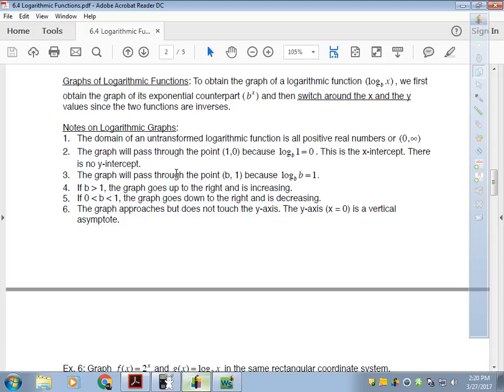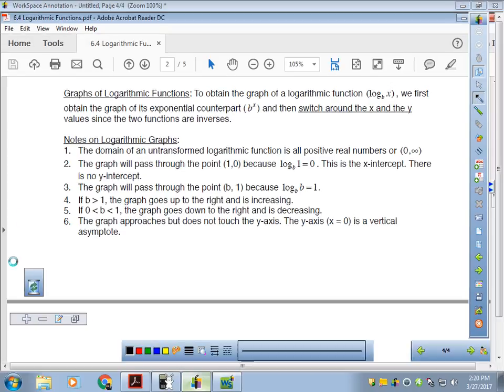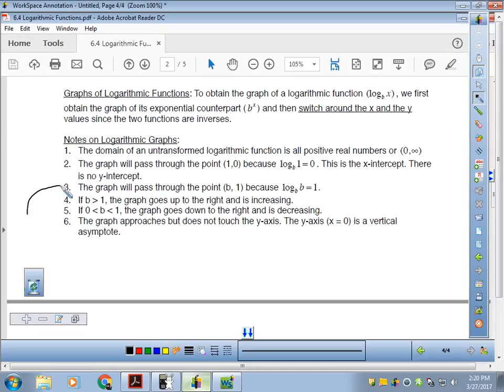Now, if your base number is greater than 1, your graph is going to be increasing and going to the right. So it's going to look kind of like this. But if your base number is between 0 and 1, it's going to be kind of going like this. So just understand that, beware of that.